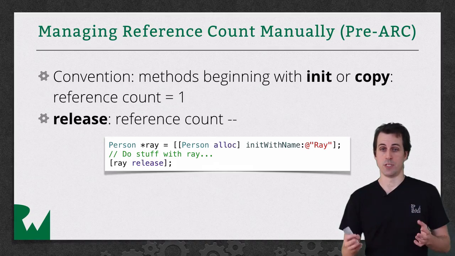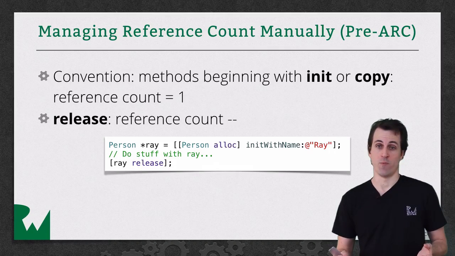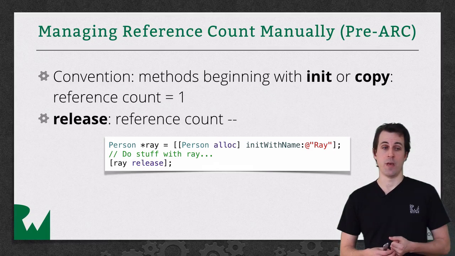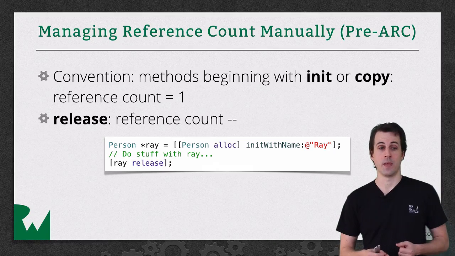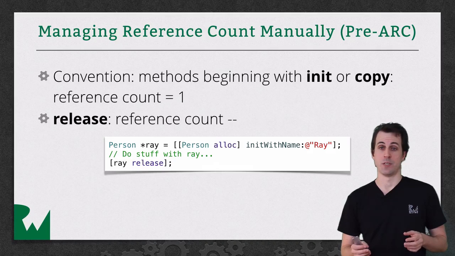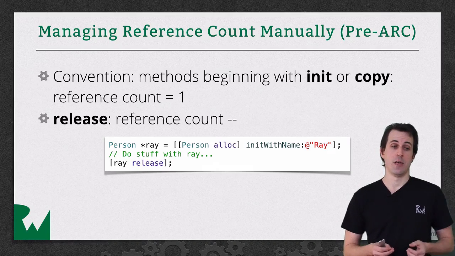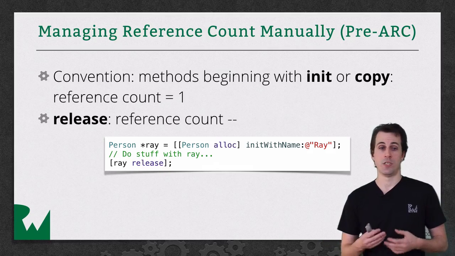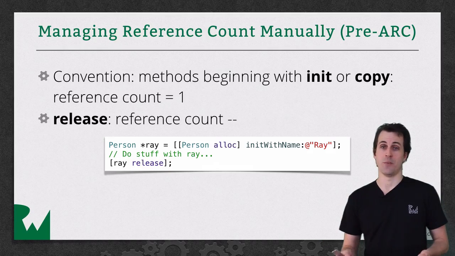It will stay around until you decrement that reference count, and the way you decrement a reference count is by calling the special method release on the object. What that does is it subtracts 1 from the reference count. So here's an example. You have an object called person, you allocate it, you know the reference count is 1, so until you call release, that object's always going to be around.